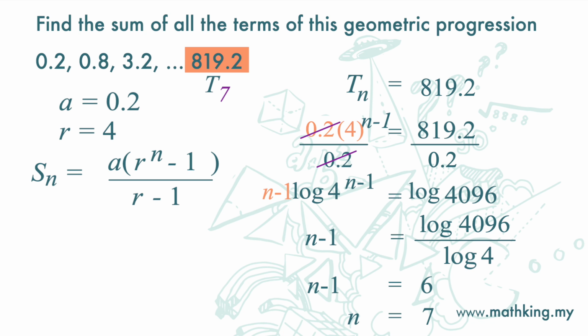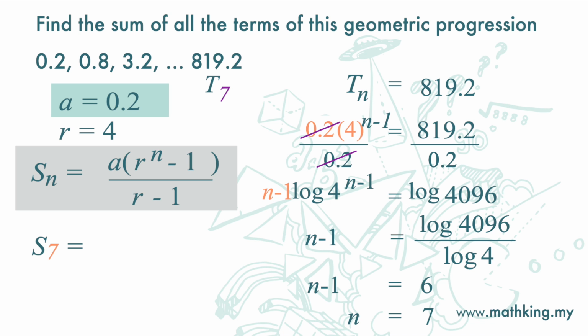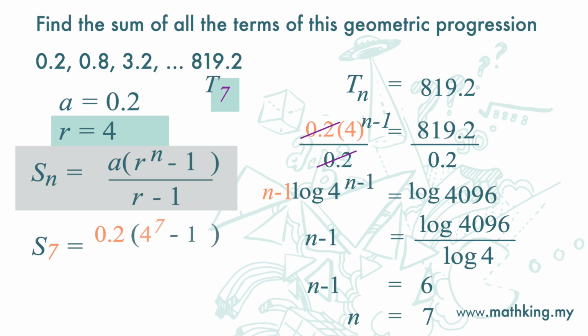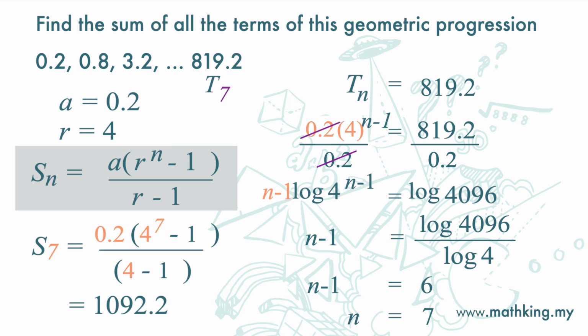Now we can substitute all these numbers into this equation to find the sum of the first 7 terms. A is 0.2. We plug in this number. R is 4. N is 7. We plug in this number. And we get 1092.2.